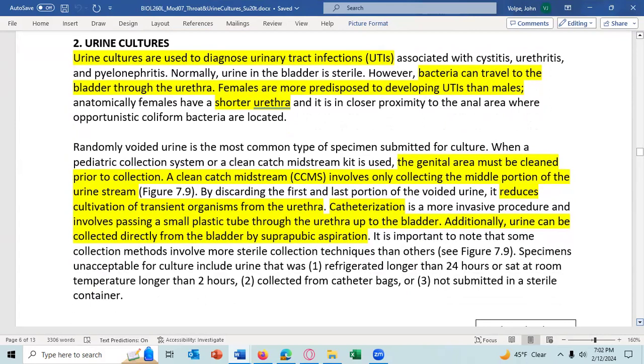My mother actually had that when she was quite elderly, and that was a very serious infection.